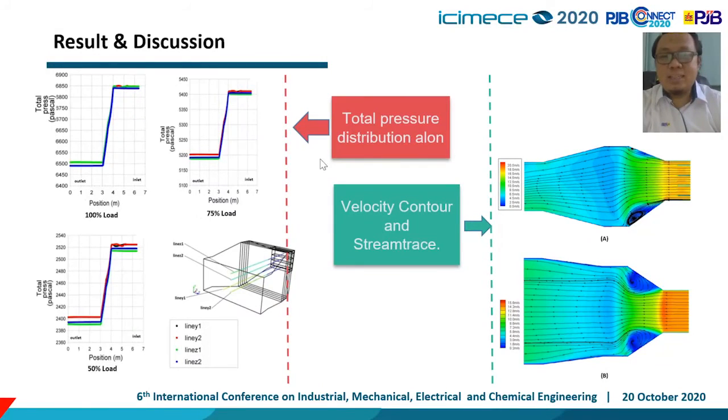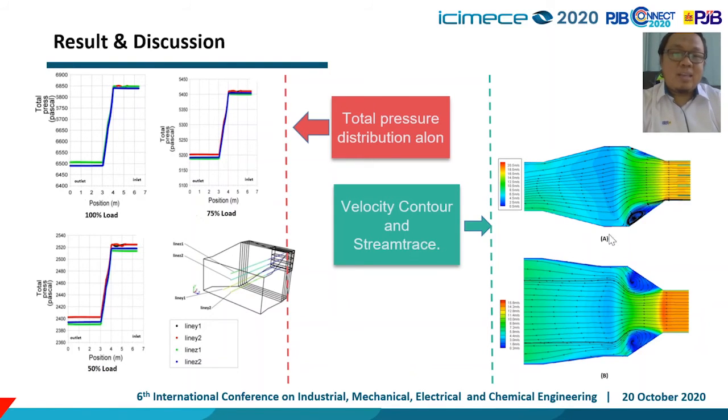And this picture is the total pressure distribution along the flow. We can see that during the flow in the tube bank, there is a significant decrease of the total pressure. That means a significant decrease of energy. So it shows that the biggest losses in the flow are in the tube bank.